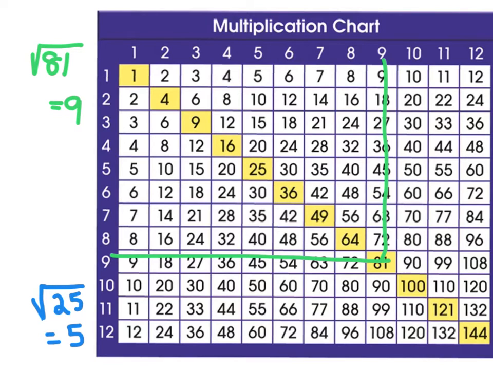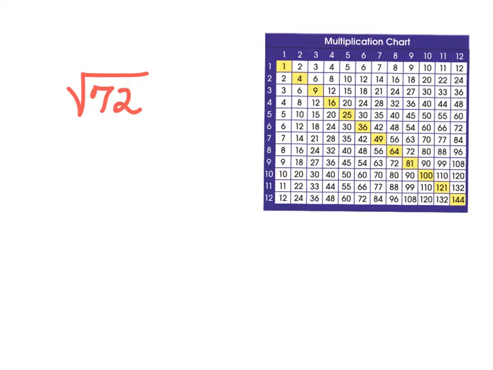So what are we going to do if we're asked a question like, what's the square root of a number like 72? Well, we can do that. We can get really close to what that square root is. We can't tell it exactly, but we can get a pretty good estimate. So we want to estimate how big is the square root of 72. Well, I'm going to use my multiplication chart to figure that out.